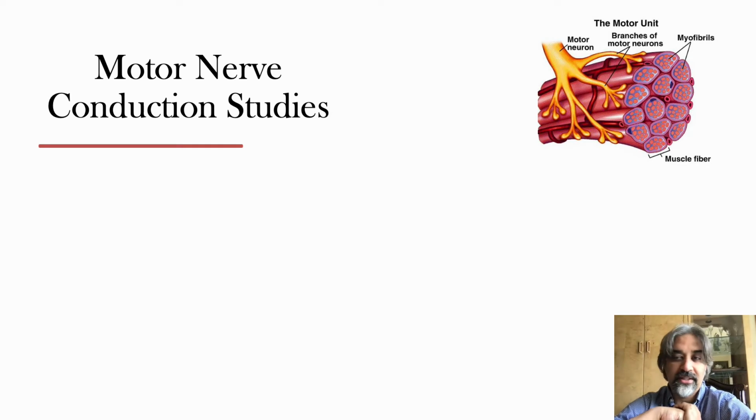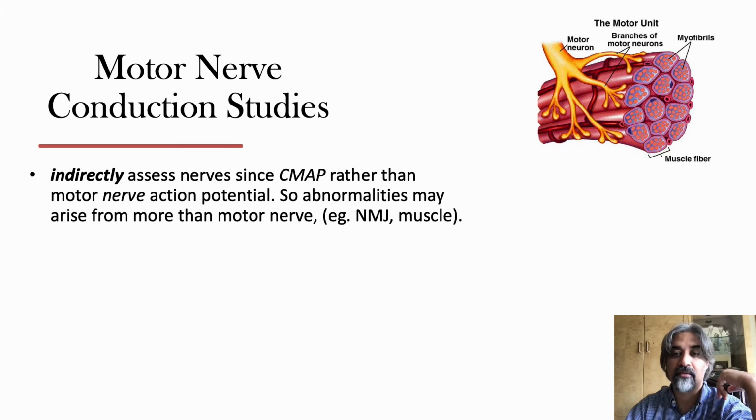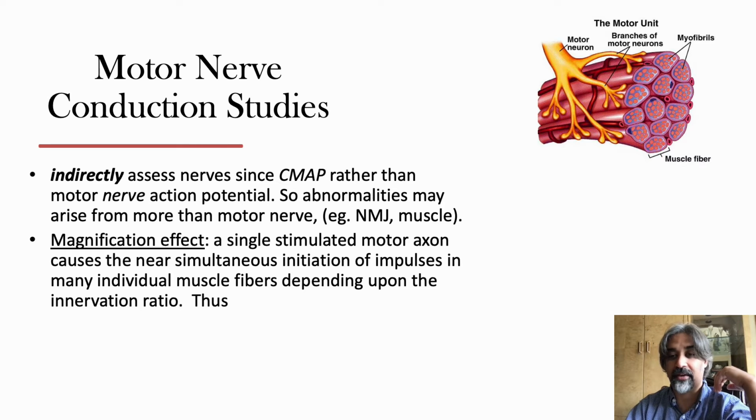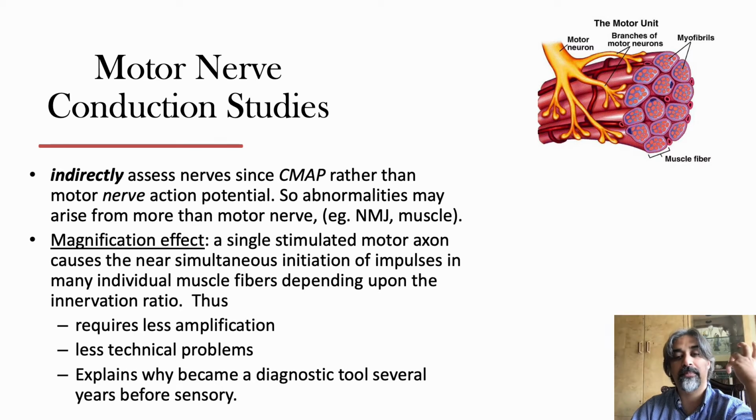Unlike the SNAP, which assesses nerve action potentials, CMAPs are measuring muscle action potentials. Two points are relevant to muscle being the middleman. First, the CMAP is an indirect assessment of motor nerves. The second is that there is a magnification effect. One axon gets amplified by all the muscle fibers it innervates. So this makes CMAPs less technically challenging to deal with and a little easier to get.